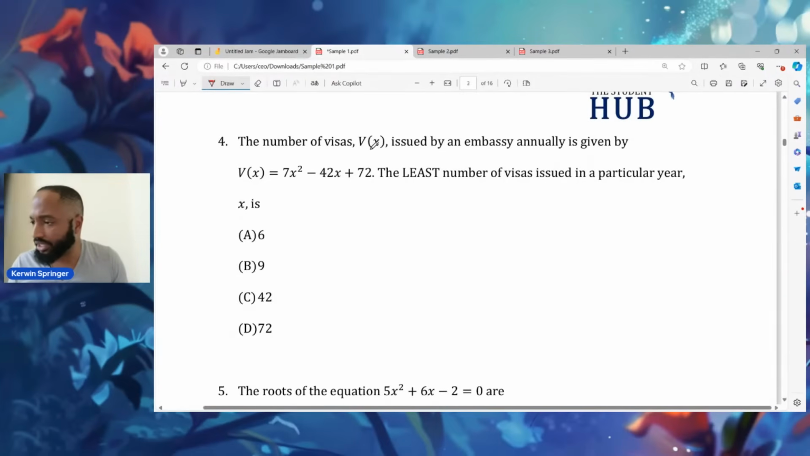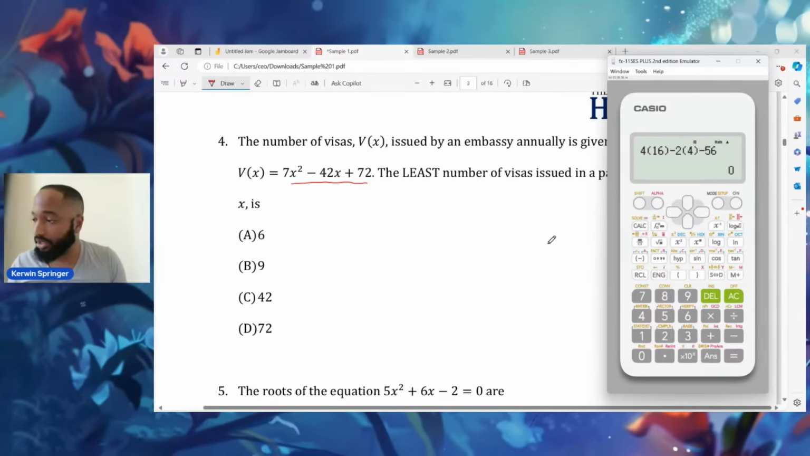The number of visas V(x) issued by an embassy annually is given by this. This is a very repeated question. The least number of visas issued in a particular year x is... So they want the minimum point of this quadratic. One of the fastest things you could do, I'll be showing you lots of tricks in this, is whether you have a Sharp or a Casio. I know one or two exam centers stop students from using their Casio, which is absurd.